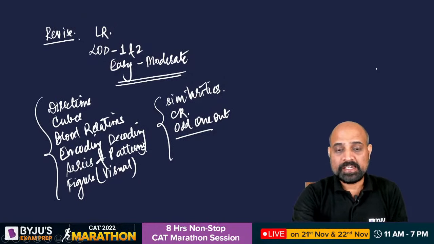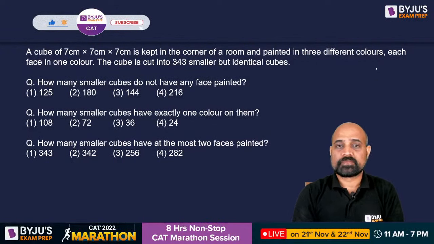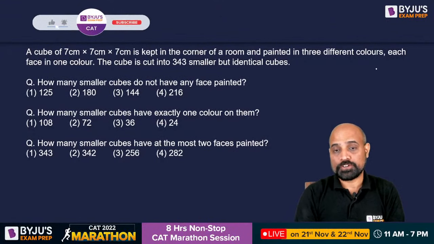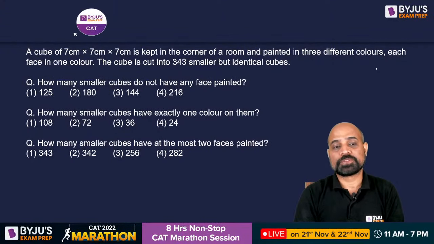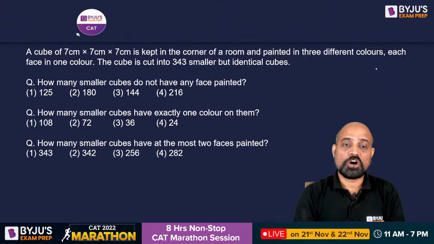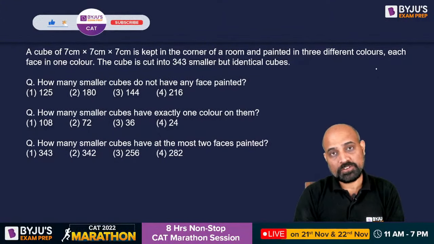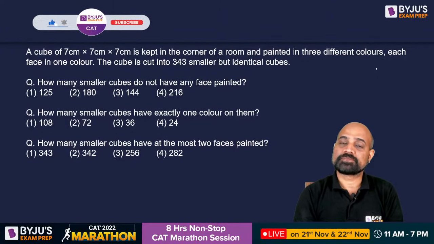Okay, so the first set. A cube of 7 centimeter into 7 centimeter into 7 centimeter is kept in the corner of a room and painted in 3 different colors, each face in one color. The cube is cut into 343 smaller but identical cubes. So how many smaller cubes do not have any face painted? How many smaller cubes have exactly one color on them? How many smaller cubes have at the most 2 faces painted?